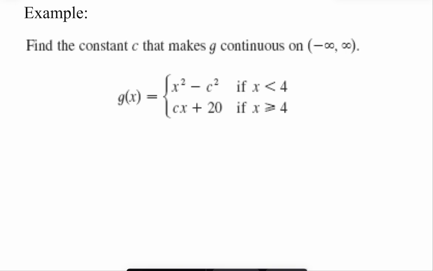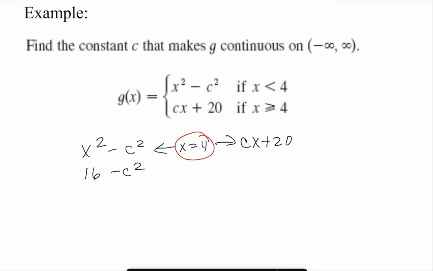4. So what we're going to do is take x squared minus c squared, and we're going to plug in 4. We're going to take cx plus 20. We're going to plug in 4. We're going to see what happens when x is 4. So let's plug our x value of 4 into these functions, and let's see what we get. Well, in the first one, I get 16 minus c squared. And the second, I get 4c plus 20.